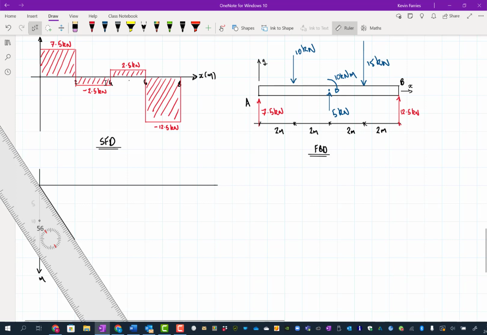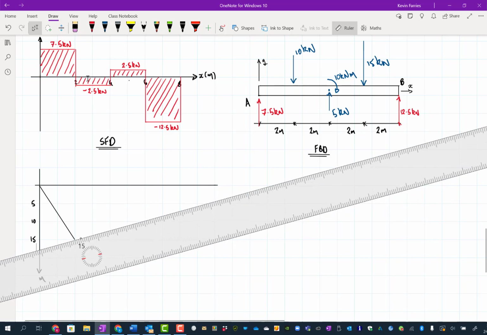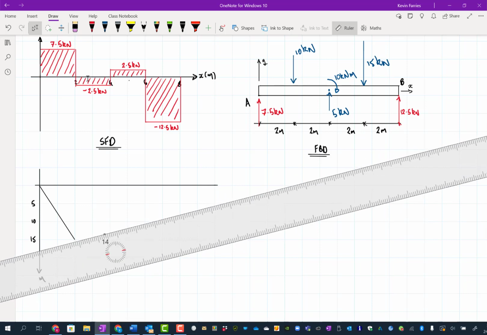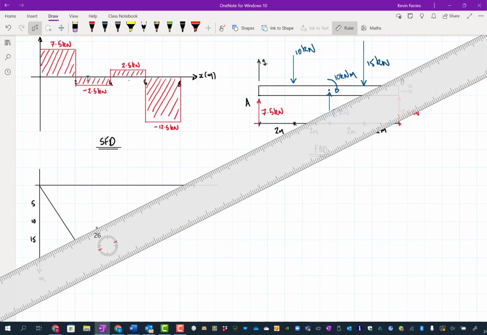Then we're going to go -2.5 for each meter we go along. So by the time we go 2 meters, we're going to go up, but we're going to go negative by 5 kilonewtons by the time we've gone 2 meters. And it's just between point loads, so it's going to be a straight line.